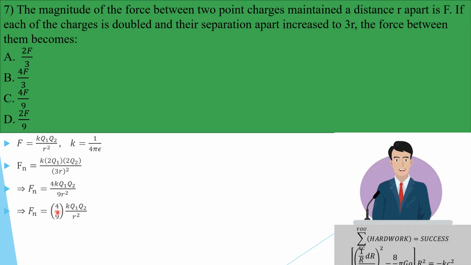So you factor out this 4 over 9, and you're left with k Q1 Q2 over r squared. So this is basically this F. Realize that our new force is 4 over 9 times F. So our answer is C.